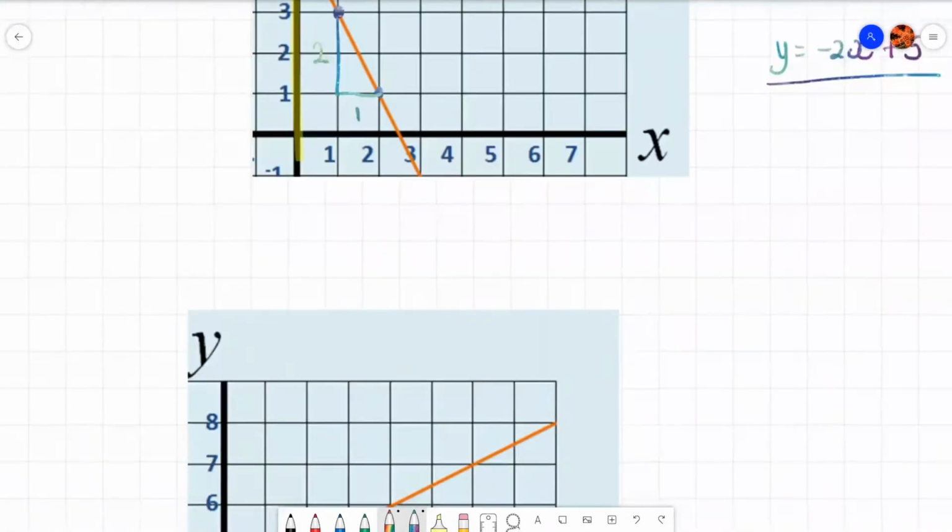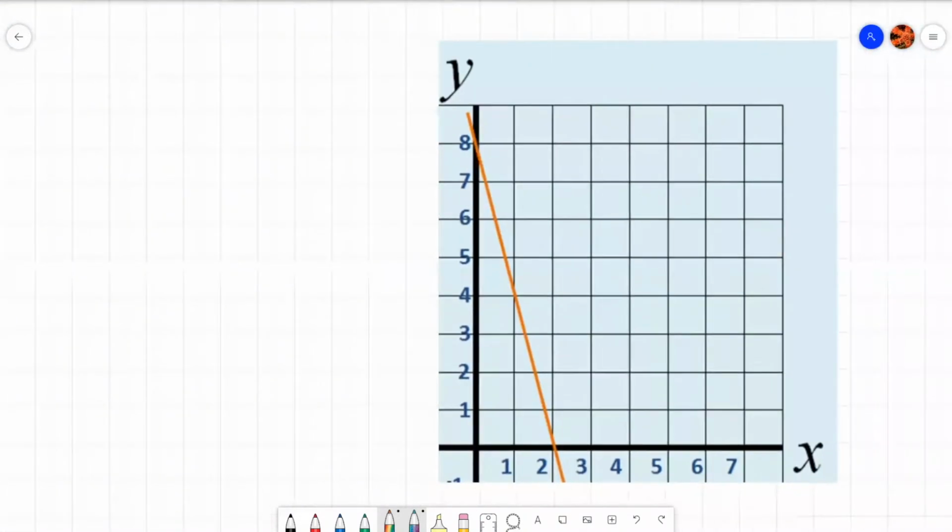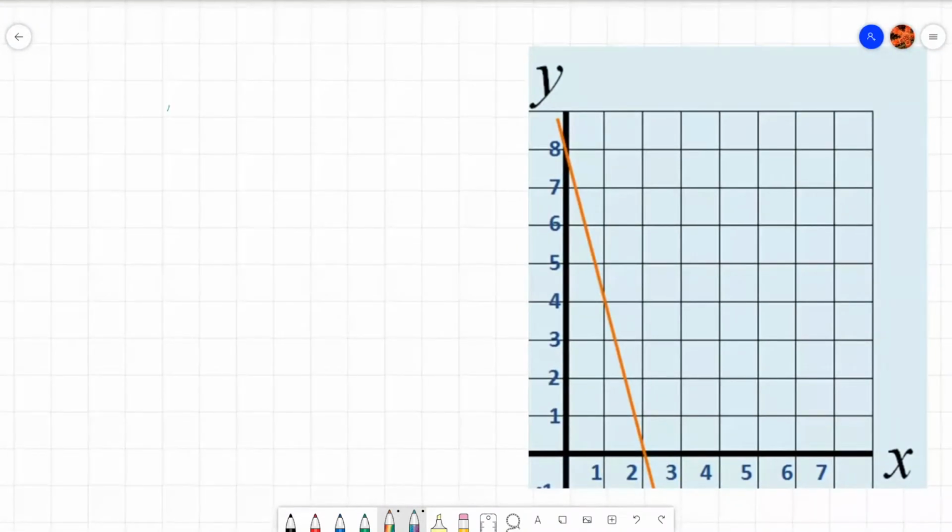Let's have a look at another example. We'll do this one here. So again, we're going to write y equals mx plus c. We need m, which is the gradient: change in y divided by change in x.